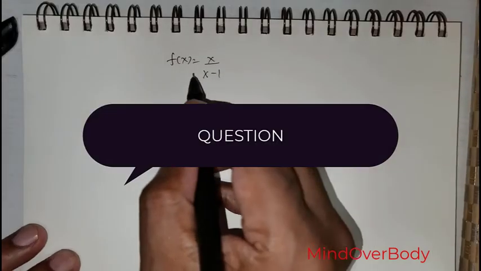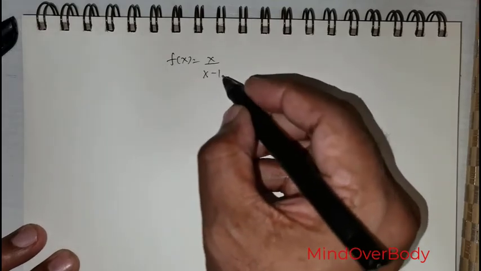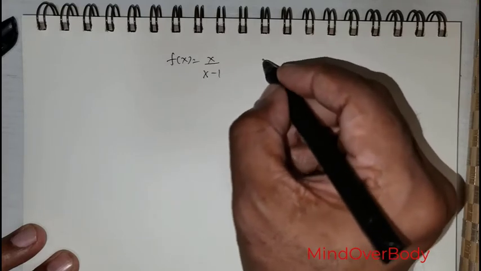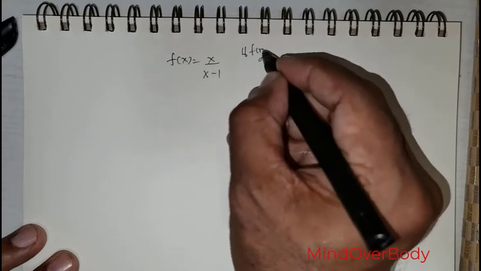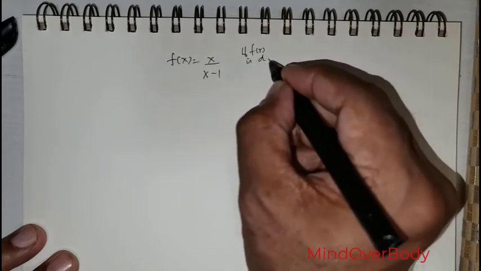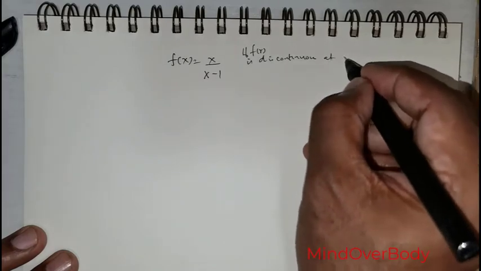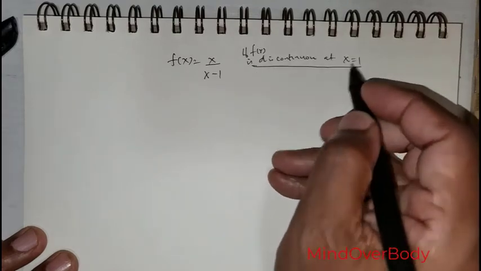So we got another function. This is an illustration. It's given to be x over x negative 1. Now we will have to check if the function is discontinuous, if f of x is discontinuous at x is equal to 1. So that is the requirement.